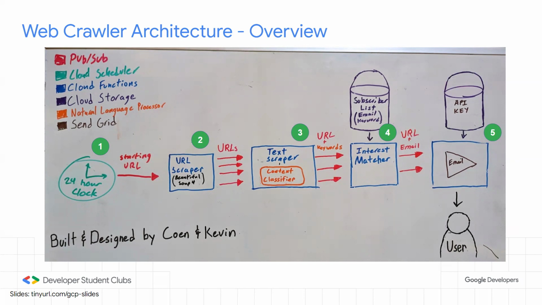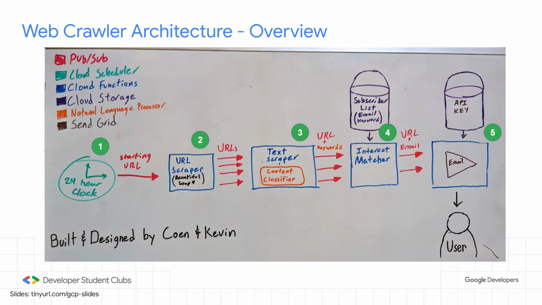So the first step is you're going to need to build a 24-hour scheduler clock. This essentially is something that waits 24 hours and then sends a signal that says, okay, start the entire process. And that will then set up the entire Rube Goldberg machine, looking for new articles, scanning them, sending them out.